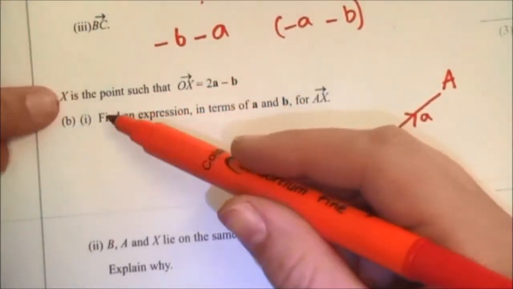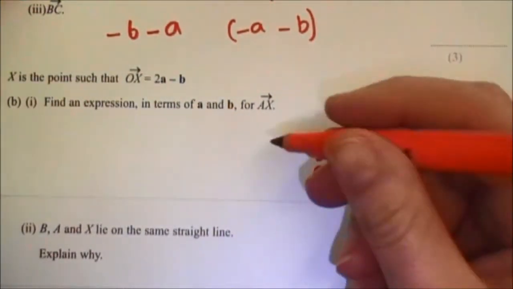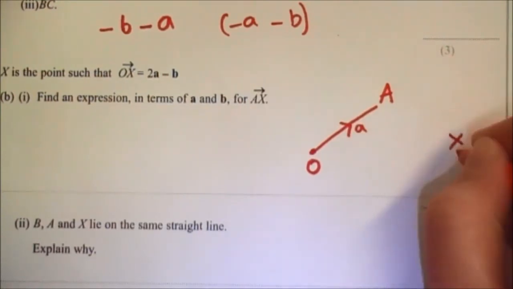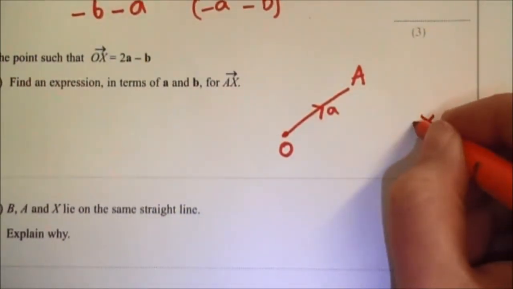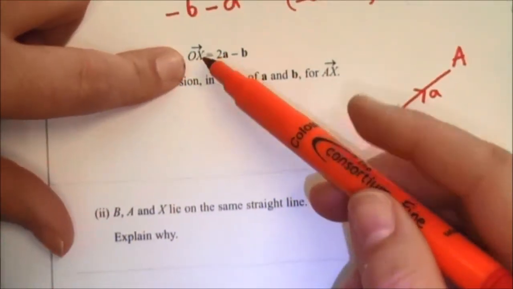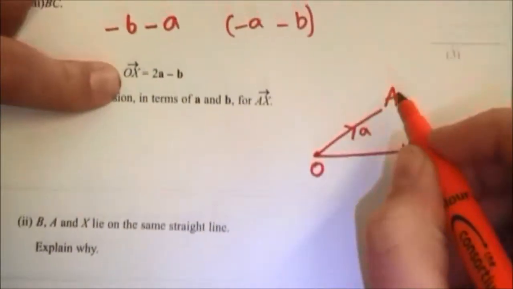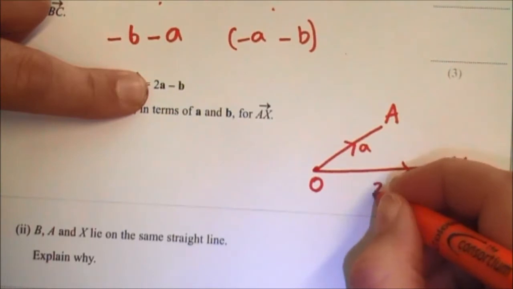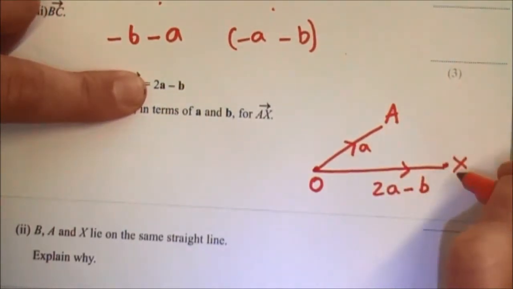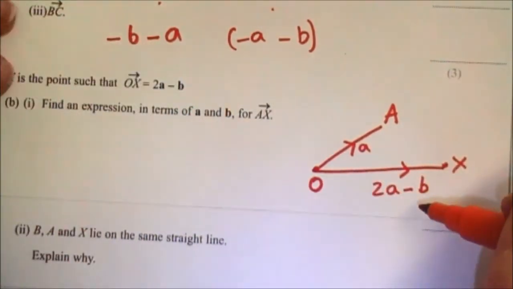Now, they are mentioning a point X. I don't have a point X anywhere just yet, so I'm just going to make up my X, and I'm going to say that X is over here. So there's point X. Now, they're telling me that the road O to X is equal to 2A minus B. So it doesn't matter where X is, I'm just calling it that. From O to X is 2A minus B.